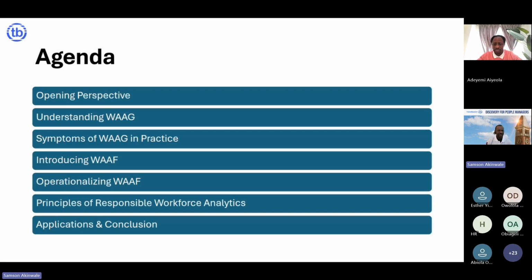First, an opening perspective, understanding WAG, which I mentioned earlier: what exactly is it about? If we are to look out for WAG, what are the symptoms or indicators that tell us whether it is present, and then how to deal with it. WAG is actually a problem, and immediately after that, I'll move into discussing WAF, which is a solution to WAG. Then I will talk about operationalizing WAF, the principles responsible for workforce analytics. Then we'll move to a conclusion and closing thoughts.